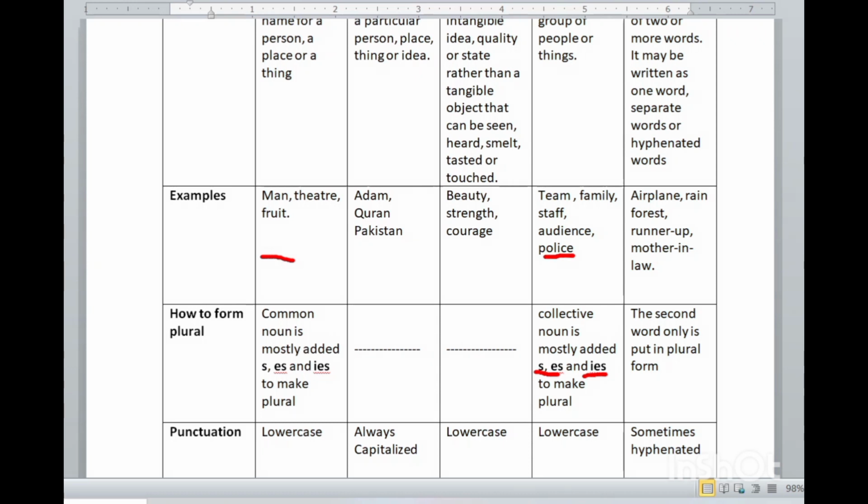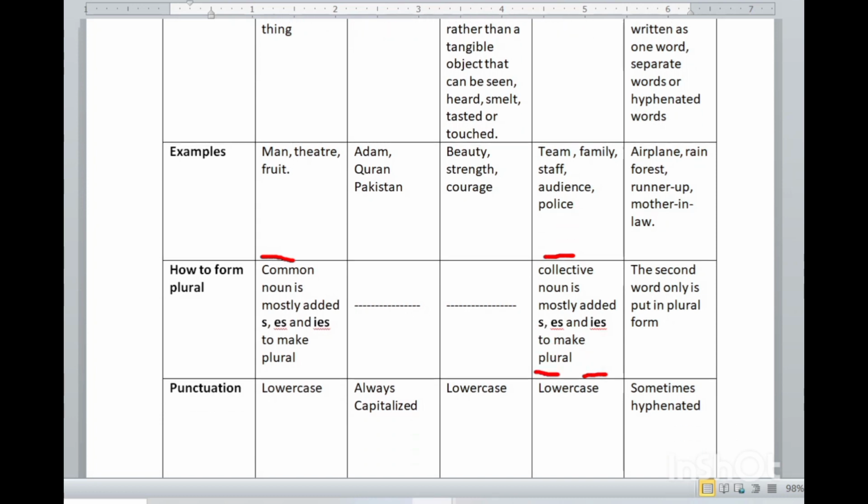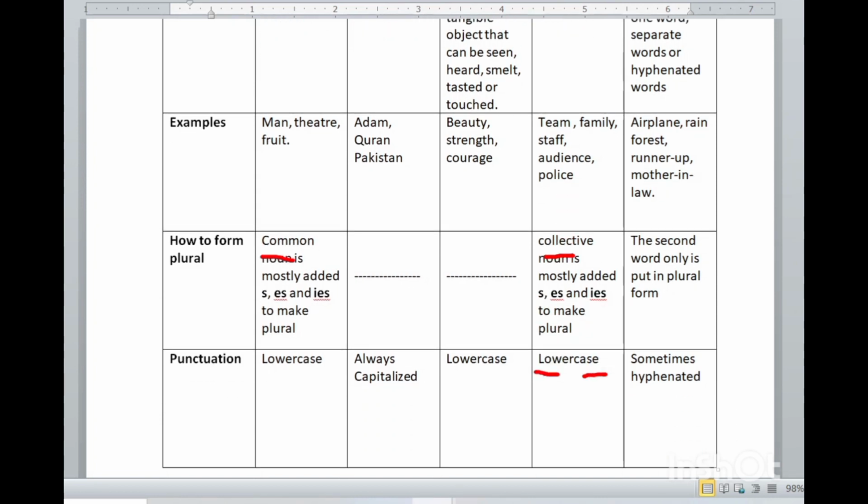Now next is our punctuation. A common noun is always written in lowercase. And next is our proper noun, always capitalized. For example, Pakistan, you cannot use a small letter in the beginning. You cannot use a small p in the beginning here. So that is why a proper noun is always capitalized.